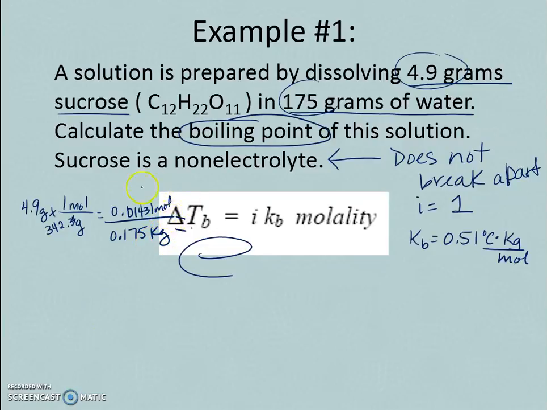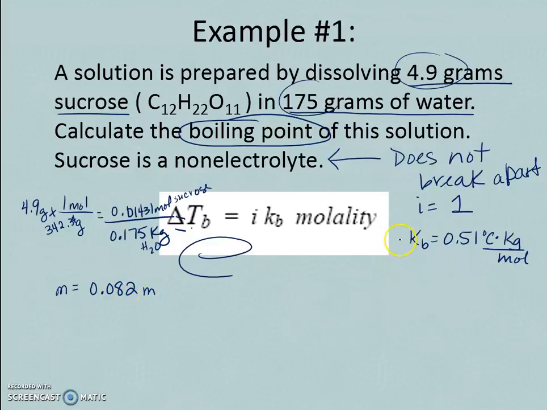Let's see, we were solving for molality. So we take this right here. We had 0.01431 moles of sucrose, and we were dividing that by 0.175 kilograms of water, because to get molality we do moles of solute over kilograms of solvent. When we do that, we end up with a molality of 0.082 molal. Yeah, I know it sounds weird. Okay, so molality is equal to this.